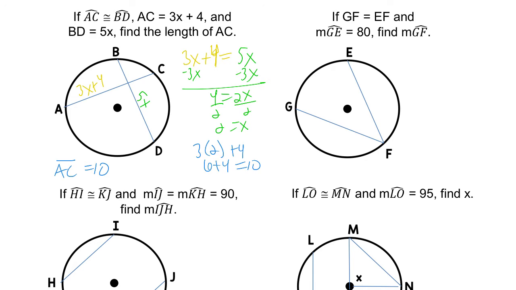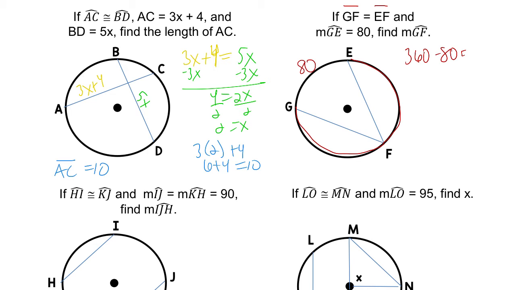Next, we have GE equals EF. Well, those should be chords, I assume. And arc GE is 80. Find the measure of arc GF. We want to know this arc here. Well, first we need to know what this entire arc is, GFE. So we do 360 minus 80, that's 320.